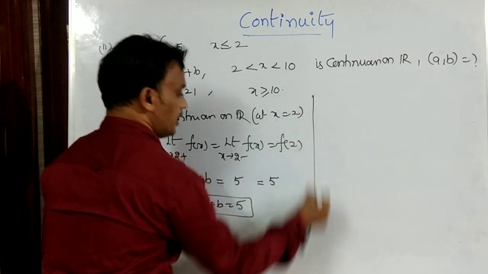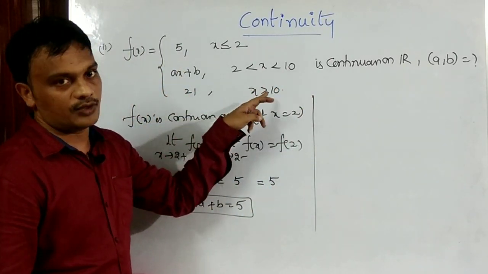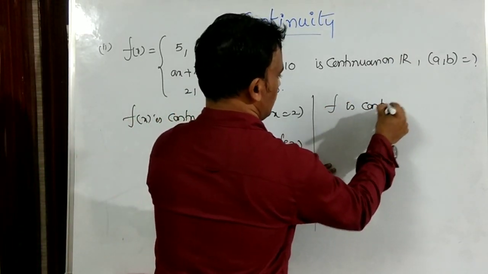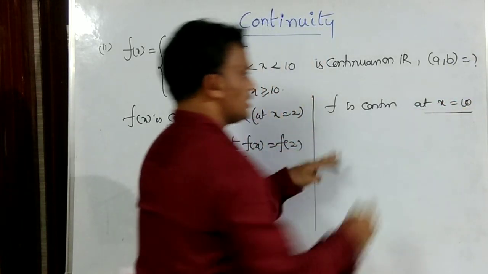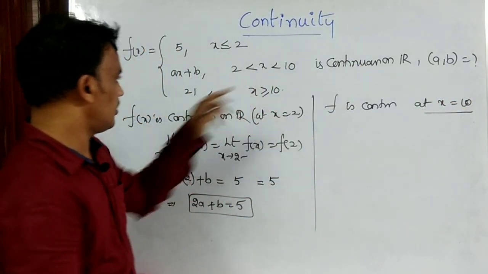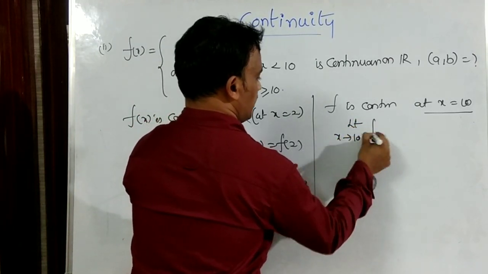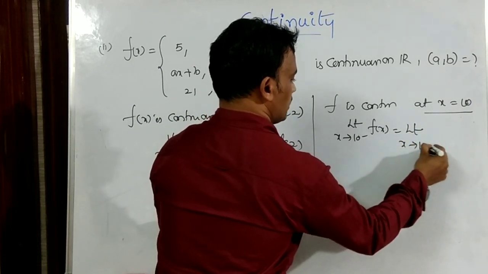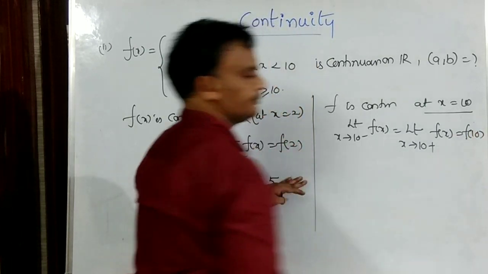And one more from this one: x less than 10, x greater than or equal to 10. Can I take it like this? f is continuous on the real numbers, so I can take x equals 10 also, it is continuous. This means the limit as x tends to 10 minus of f(x) equals the limit as x tends to 10 plus of f(x), which equals f(10).